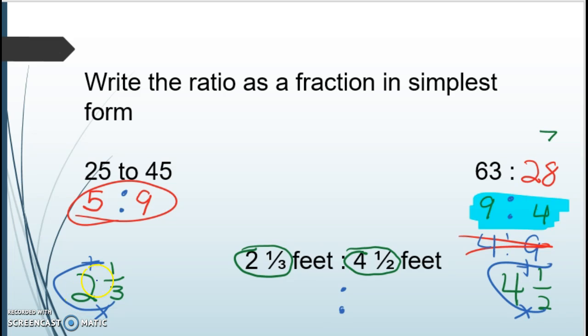3 times 2 is 6, plus 1 is 7, so this is really 7 over 3. 2 times 4 is 8, plus 1 is 9, so this is 9 over 2. And now we can write a ratio, because our ratio is going to be 7/3 to 9 over 2. And we could take this farther, but we're just going to leave it here for now. When we talk more about fractions, then we'll get there.